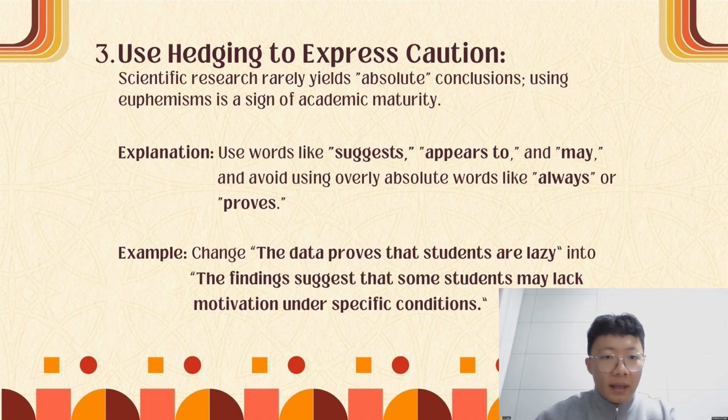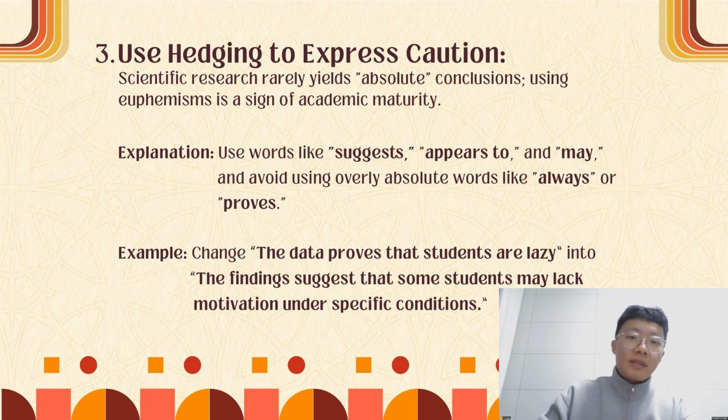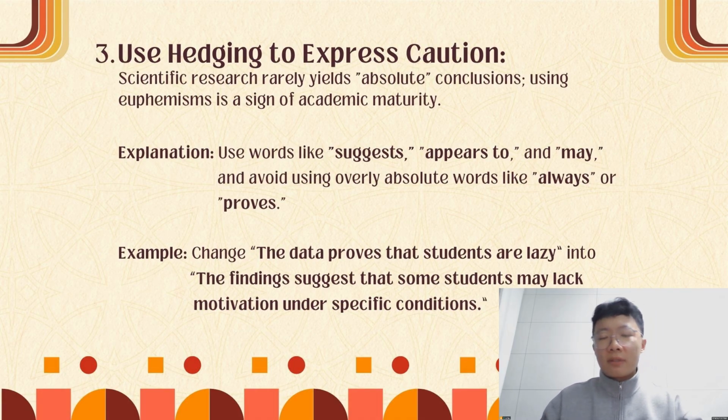For example, here's a wrong sentence. The data proves that the students are lazy. Okay, in this sentence, it used proves. It is too absolute. Okay, 100%. So we should change it into the findings suggest that some students may lack motivation under specific conditions.